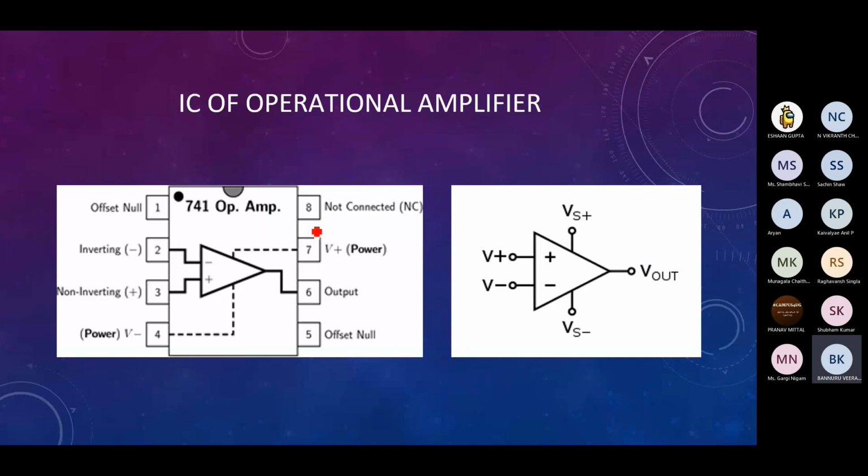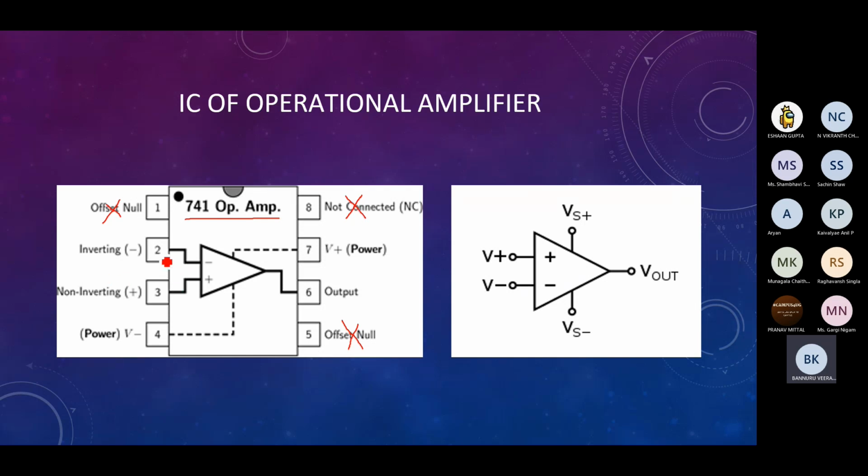There are several types of ICs for op-amps, and this is the 741 op-amp IC. It looks like this, and we will not be discussing these two pins in this workshop, as we will not be doing anything with them. These depend completely on the IC manufacturer. This pin is called not connected; it is simply there for the purpose of symmetry.